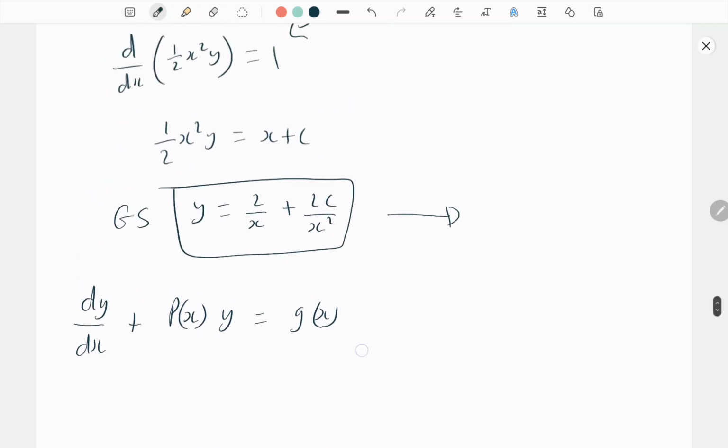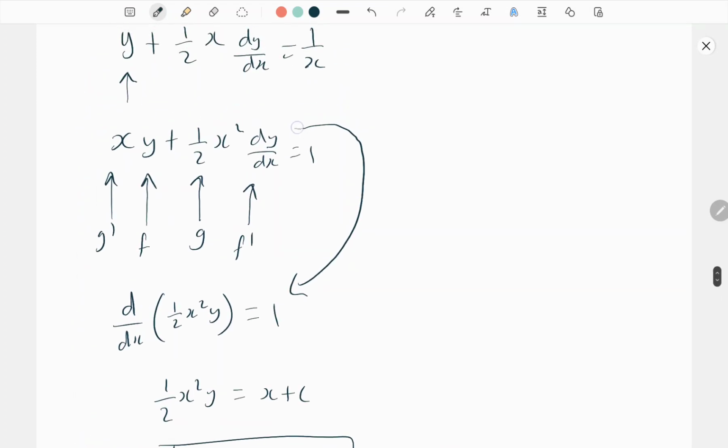Now, it's actually possible to make any differential equation of this form, dy by dx plus some function times y equals some function that's in terms of x. If you have a differential equation of this form, it is possible to multiply the whole equation by something, a function, to make it so that you can always use the product rule in reverse.